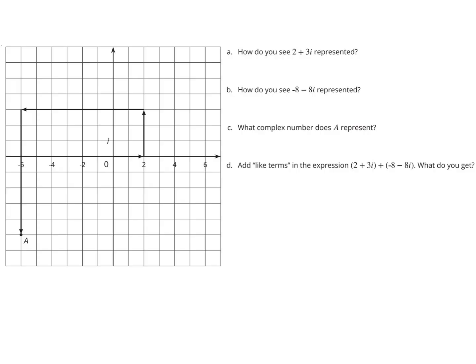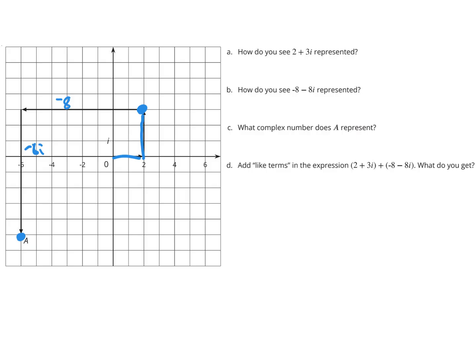How do we see 2 plus 3i represented? Well, 2 plus 3i: 2 is this and 3i is that. So 2 plus 3i is that dot. How do I see -8 minus 8i? So I go over 8, and then I go down 8i, and I see that point represented by there.